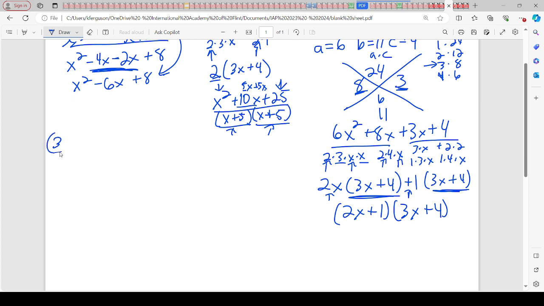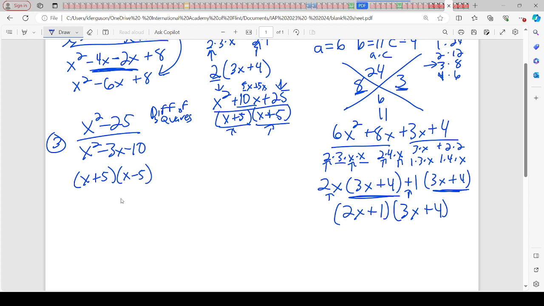So now, simplifying these rational expressions to lowest terms, and I'm specifying the excluded value. So I've got x squared minus 25 over x squared minus 3x minus 10. More factoring. All right. So x squared minus 25. That's the difference of squares. So that factors to x plus 5 times x minus 5.